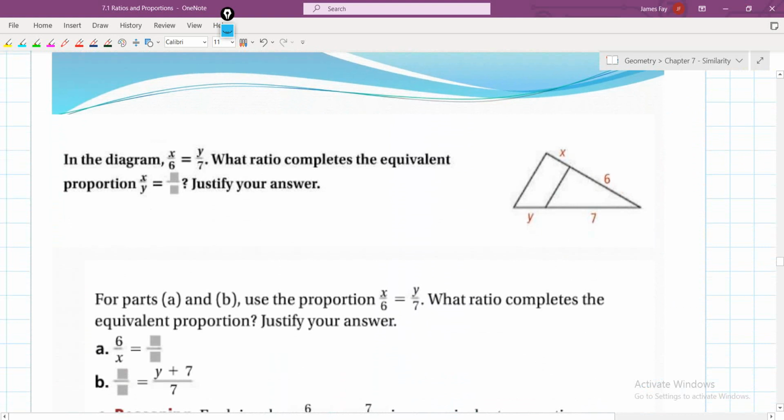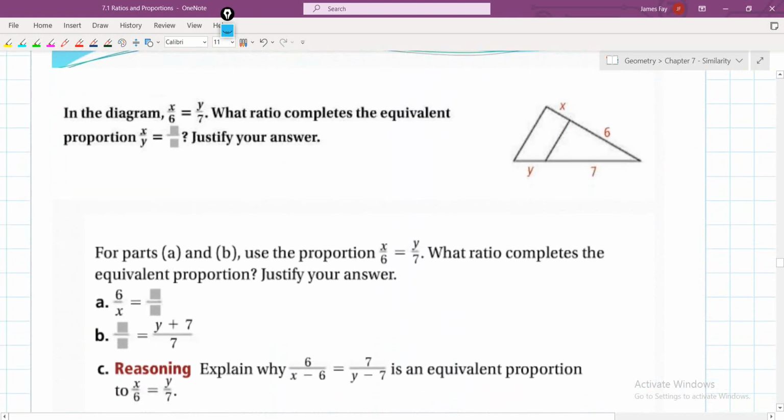You're going to see in your homework a couple questions. It says, in the diagram, x over 6 equals y over 7. What ratio completes the equivalent proportion x over y equals blank over blank? So all you got to do is see, okay, well, they took this x and they put it over that y. So we're going to follow the same pattern, and we're going to say that the 6 needs to be put over the 7. Okay, 6 over the 7.